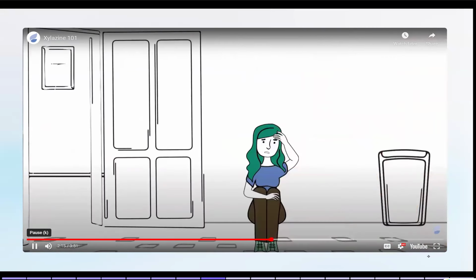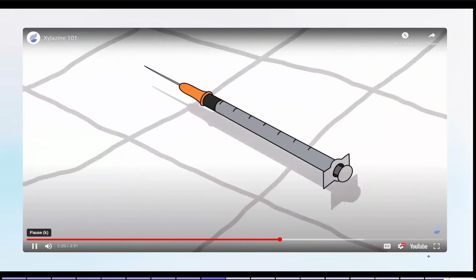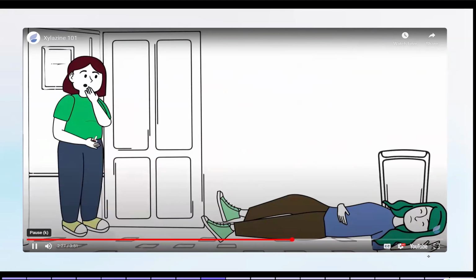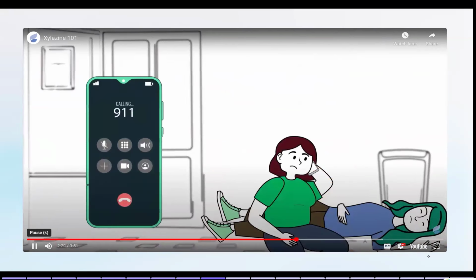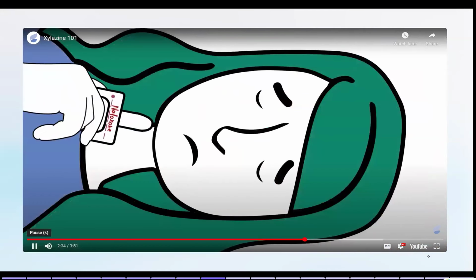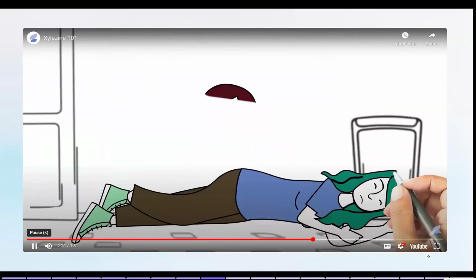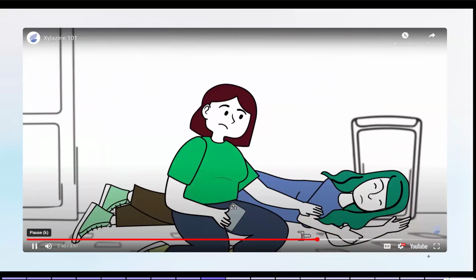Second, xylazine may increase the risk of overdose. Because xylazine is often mixed in the illicit opioid supply, naloxone should be administered as soon as possible in cases of overdose. As with all overdoses, call emergency services, administer naloxone, and make sure the individual is placed in the recovery position. Remember that naloxone only reverses the effects of opioids. So if xylazine is present, it is common for people to continue to be sleepy after receiving naloxone.